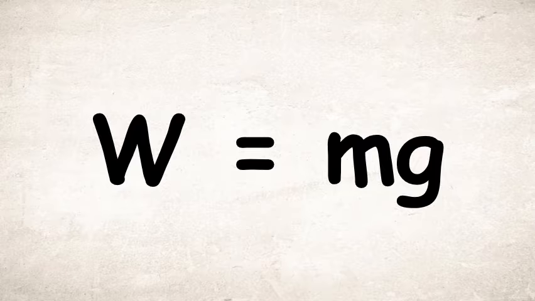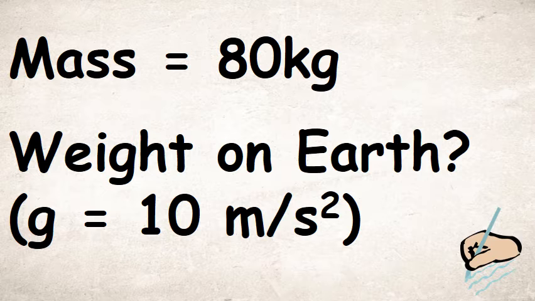Okay, so let's have a look at this example. We've got a man which has a mass of 80 kilograms. Alright, you have to find the weight of this man on Earth. We are taking the value of gravity, the value of g, to be 10 meters per second squared. Try it out.